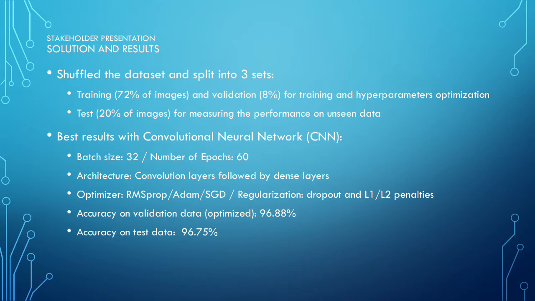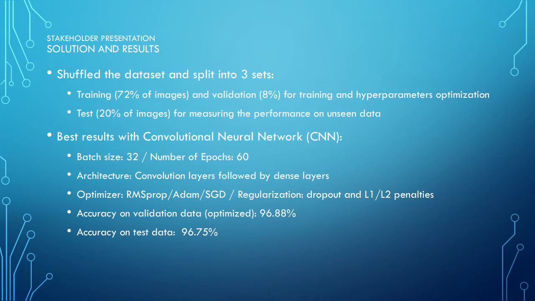The best results were achieved with a convolutional neural network where, after trying different architectures and hyperparameters, like optimizers to minimize the loss or regularization to reduce overfitting, we achieved around 96.8% accuracy on both validation data as well as unseen test data, meaning our algorithm achieved good generalization.